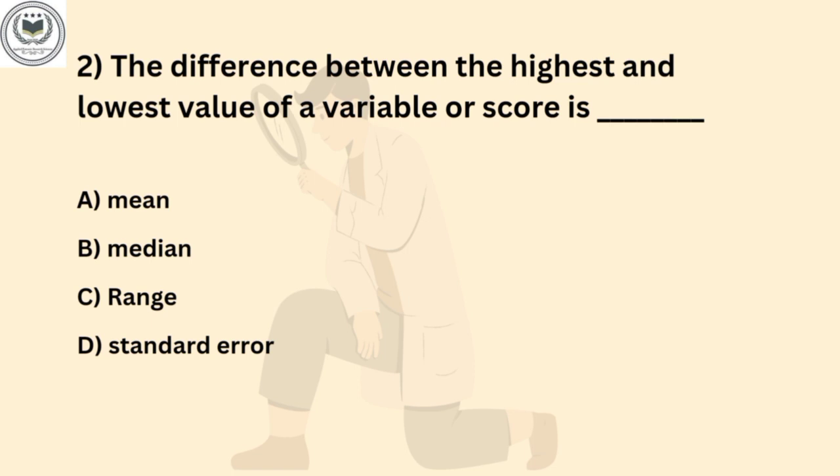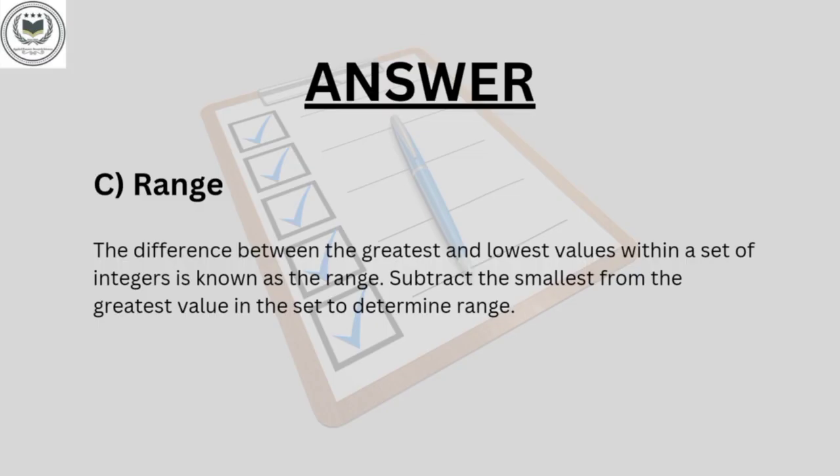Second question is, the difference between the highest and lowest values of a variable or score is option A mean, option B median, option C range, option D standard error. The answer of the second question is option C range.